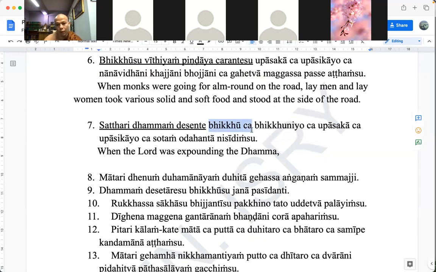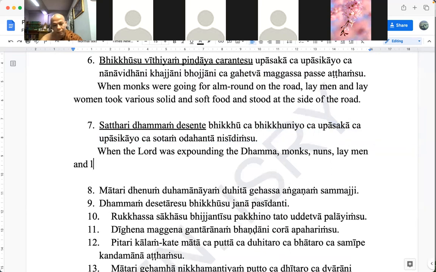So bhikkhu ca, bhikkhuniyo ca, upasaka ca, upasikayo ca. These are the four subjects. So bhikkhu ca, monks; bhikkhuniyo ca, nuns; upasaka ca, laymen; and upasika, laywomen. That is the subject. And then nisidimsu.